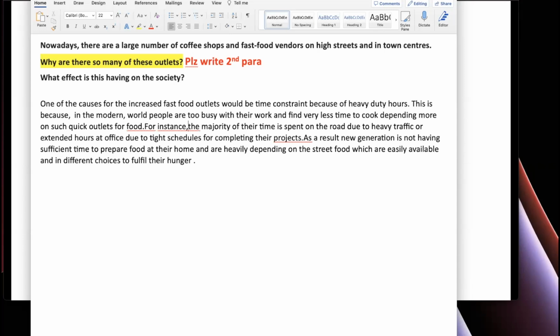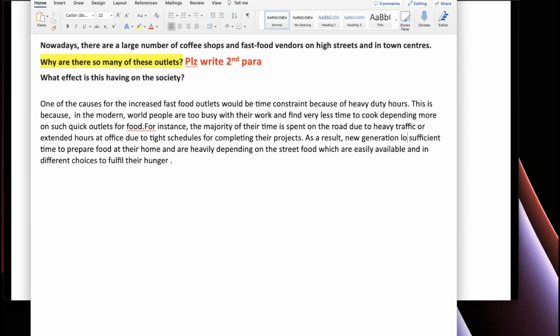For instance, very good for completing their projects. Perfect connector used, as a result. Don't write ing multiple times. New generation do not have or lack. And don't use ing.